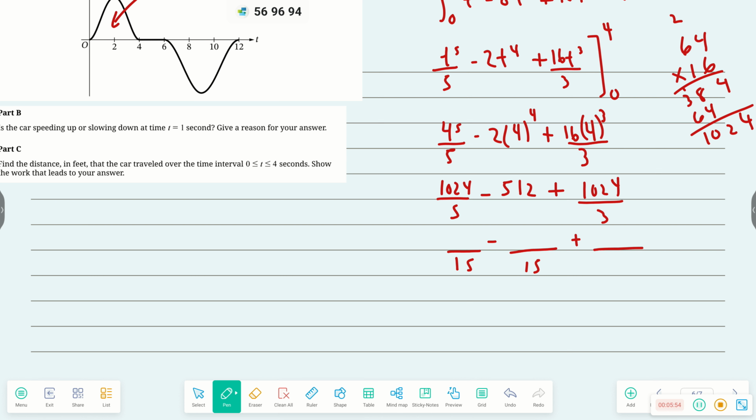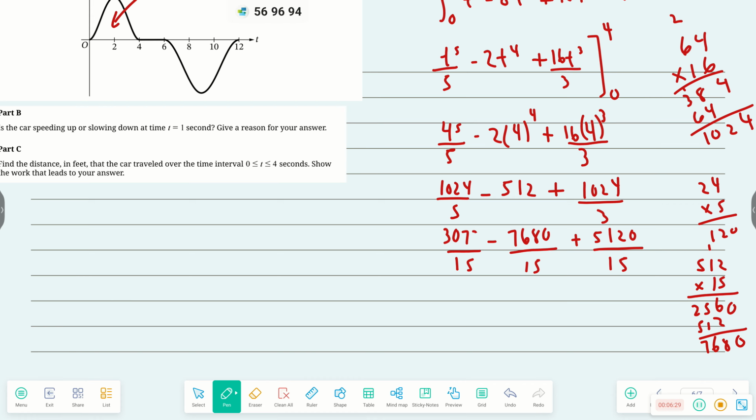Man, this is nuts. Multiplying this by 5 isn't terrible, so that would be 5,120, right? 24 times 5 is 120, and then add that to 5,000. Oh my gosh, 512 times 15. I should have given you a smaller number here. This is aggravating. So 7,680, and then multiply that by 3. That's not bad, 3,072. And then subtract that mess.